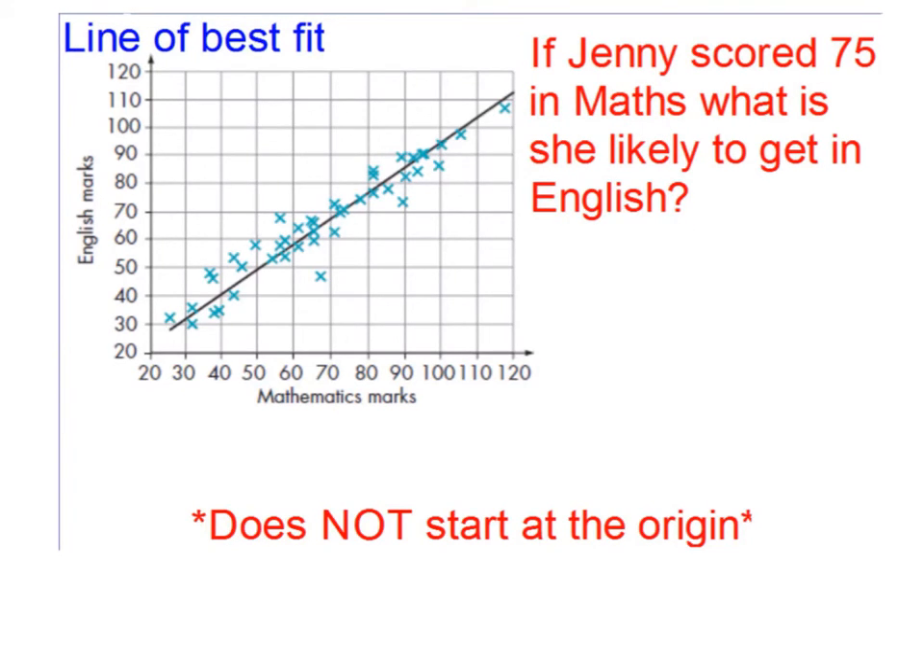What we're going to do is go to our maths axis, which is our x-axis, and go to 75, and we're going to draw a line straight up until we touch the line of best fit, and then we're going to draw a line across until we touch our y-axis, which represents the English marks. And we can see that if Jenny scored 75 in maths, we can expect that she may score around 73 in English.